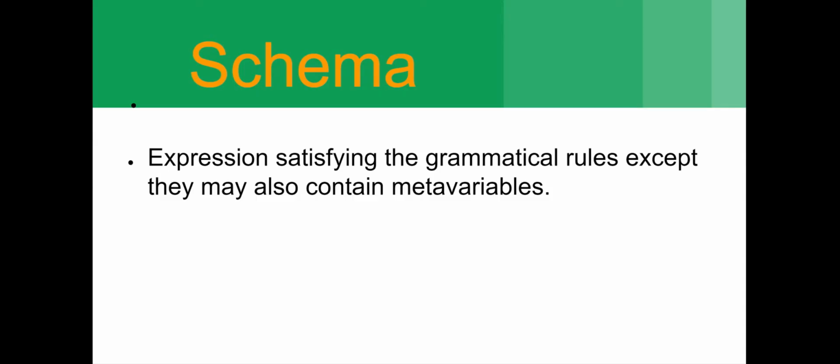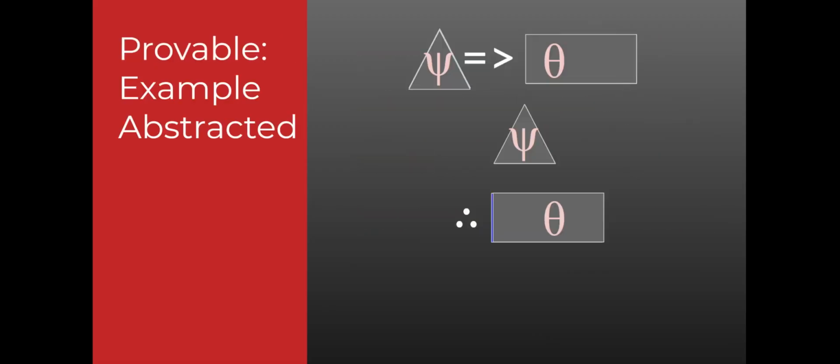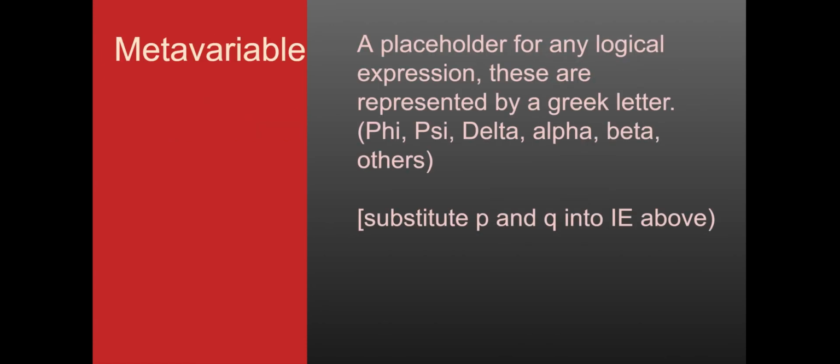Now, the structure of a proof involves using rules for how to move from one step to the next. And those rules are made up of schema, which are expressions satisfying the grammatical rules, except they may also contain metavariables. And that's exactly what we were seeing a moment ago. Each line in this example is actually a schema.